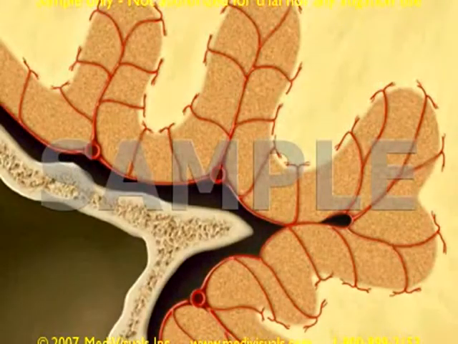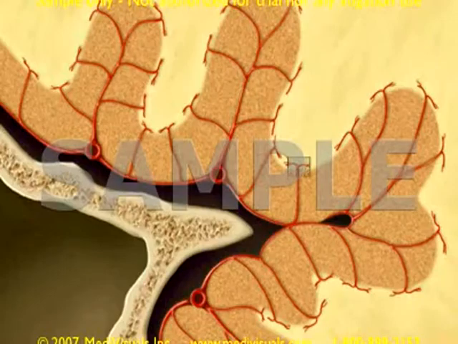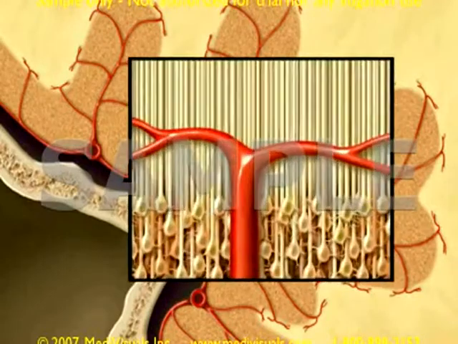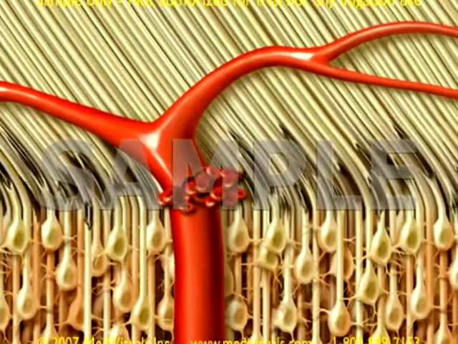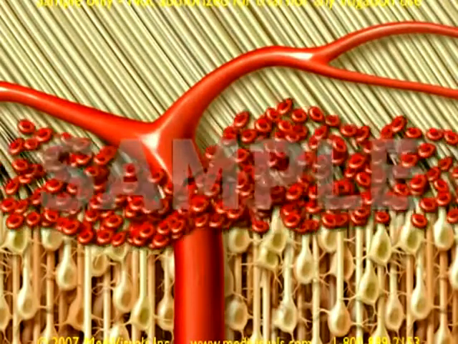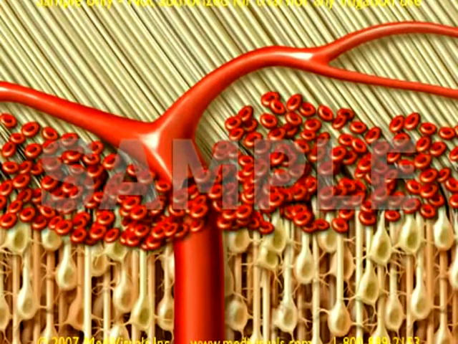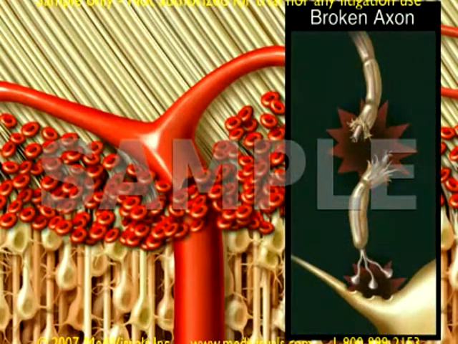In situations when the forces involved are severe enough to result in injury to the blood vessels, the injuries to the axons are even more severe. An injury to one or more blood vessels results in the release of red blood cells into the surrounding brain tissue.